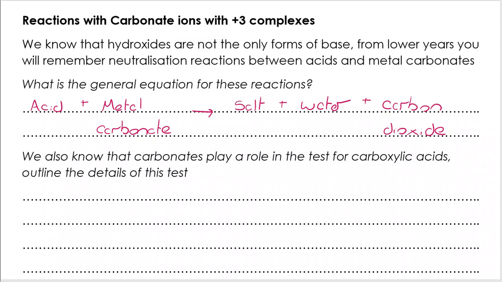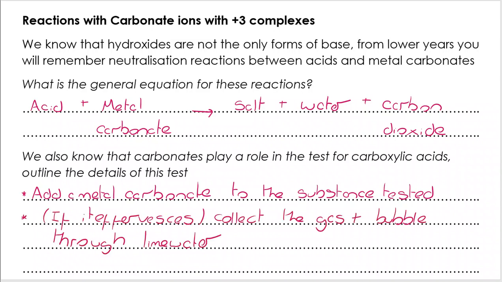And we can use this as a test for carboxylic acids. So what would we do? What would we add? What would we observe? Well, in the first instance, you would add a metal carbonate to the substance being tested, the substance you think might be a carboxylic acid. If there's no effervescence, it's not a carboxylic acid, but if it does effervesce, you would collect that gas and bubble it through lime water. And if we wanted to prove that it was definitely, decisively a carboxylic acid, we would be looking for the lime water to go cloudy.